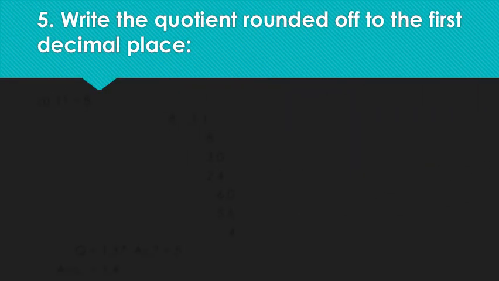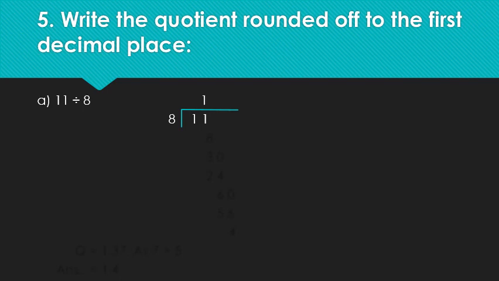Now, children, the next question is, write the quotient rounded off to the first decimal place. So, children, here we have to divide 11 by 8, and whatever quotient comes, we have to round that quotient to the first decimal place. So, the first step is we have to do the division of 11 by 8. So, when we divide 11 by 8, what do we get?